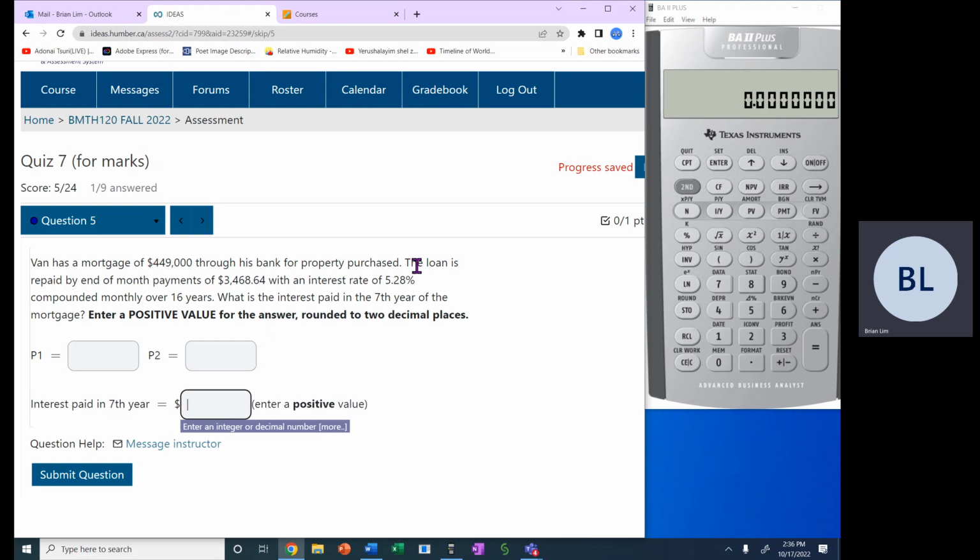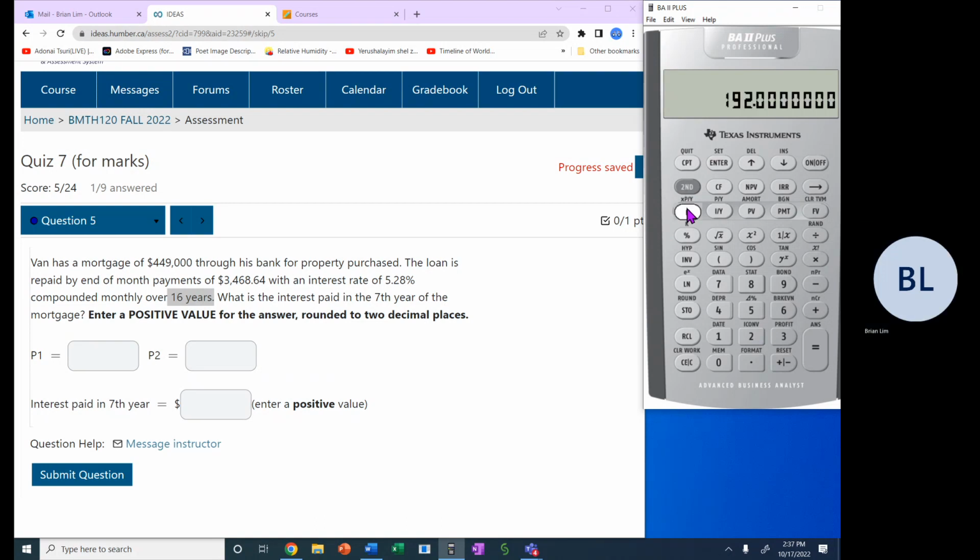Okay, so let us start. The loan is repaid by end of month payments. So that means PY is 12, as it is showing right there. The interest rate is compounded monthly, so CY is also 12. So PY is 12, CY is 12. So let's come out of there. Now, how many years? It's 16 years. So we go 16, second, and we get 192, but we don't have to enter that in any answer box.